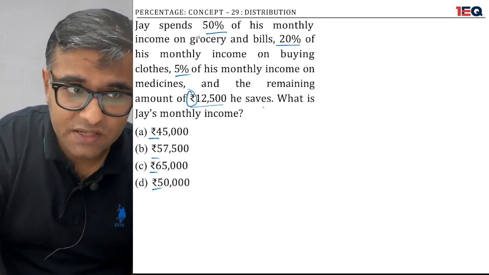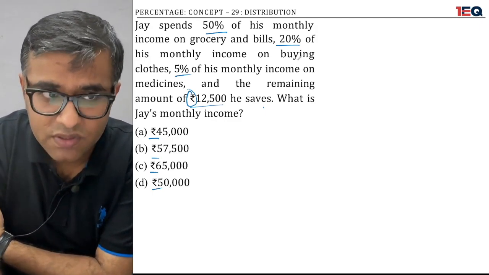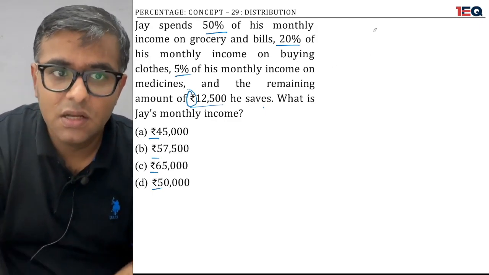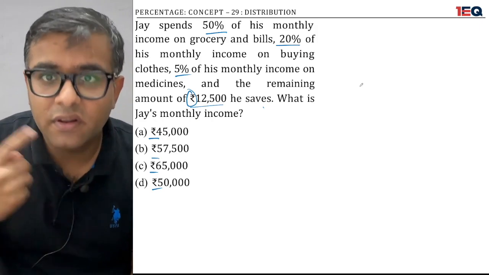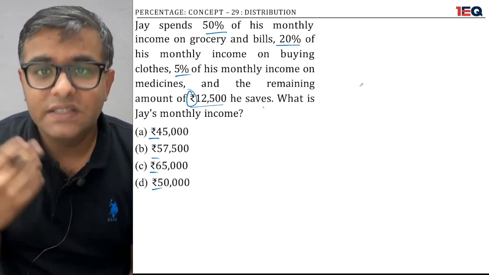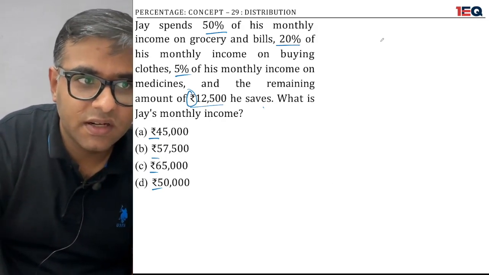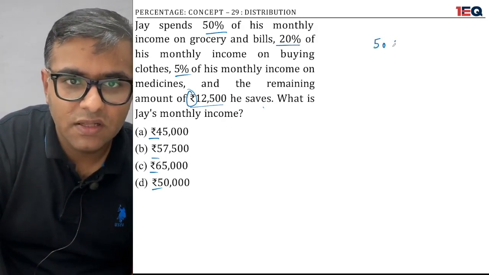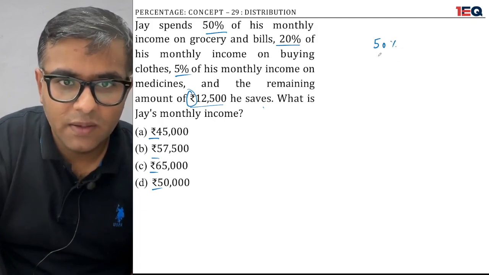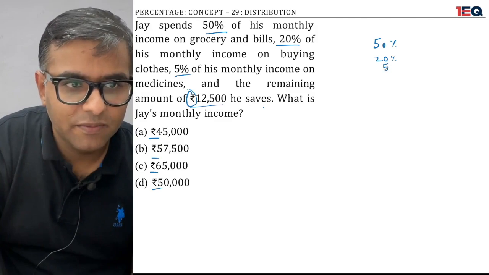Jay spends 50% of his monthly income on grocery and bills, 20% on buying clothes, 5% on medicines. So it is not talking about the remaining concept. See how beautiful it is. It is talking straight away: 50% on monthly bills, 20% of his monthly income on clothes, and 5% on medicines.